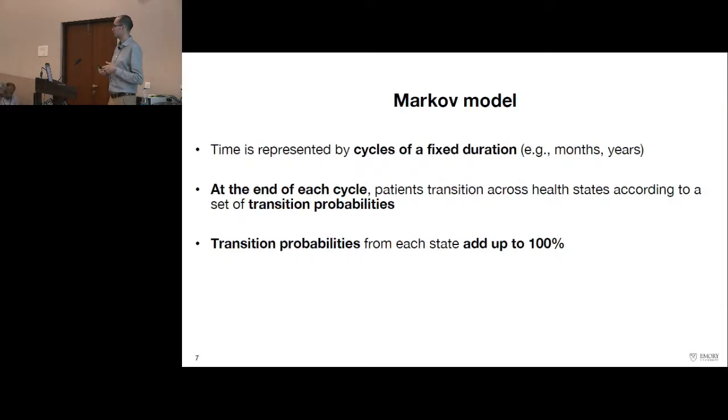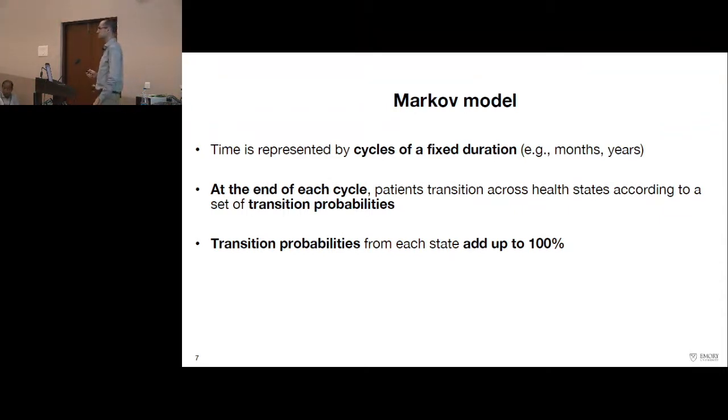In a Markov model, time is represented by cycles of a fixed duration. The length of the cycle depends on the disease. If it's an aggressive cancer, maybe a daily or weekly cycle makes sense. In this particular example, this is not a very aggressive disease, so we assume that a year is an appropriate time frame.